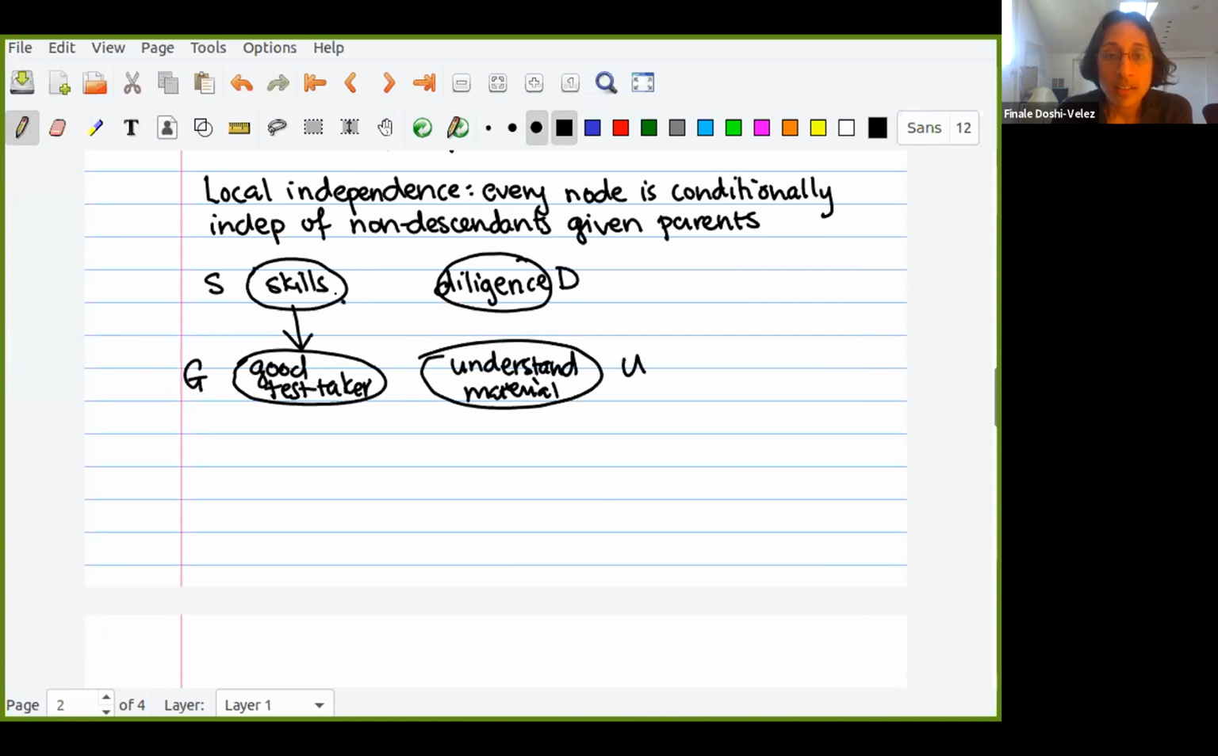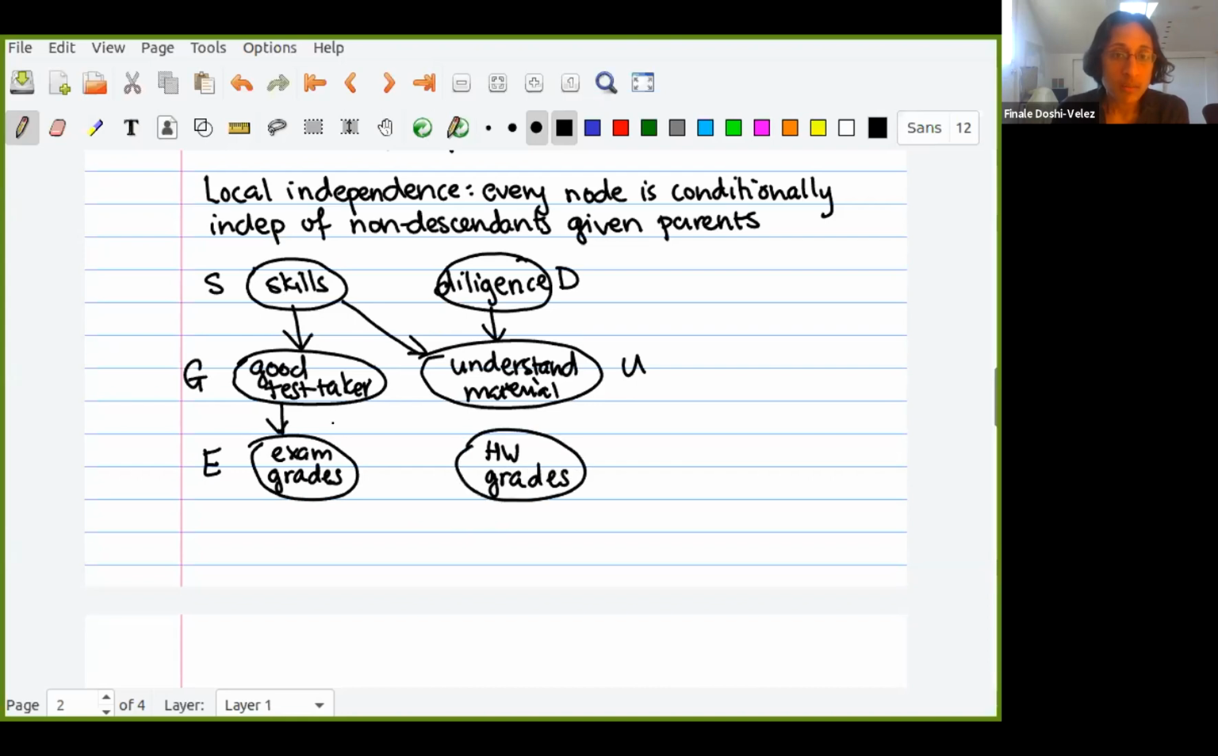And that does require some skills, but also definitely requires diligence to be able to get through that. And then these things kind of show up in exam grades. And they show up in homework grades. And let's imagine that to do well on the exam, you have to be a good test taker and you have to understand the material. If you understand the material, then you can do well on homeworks.